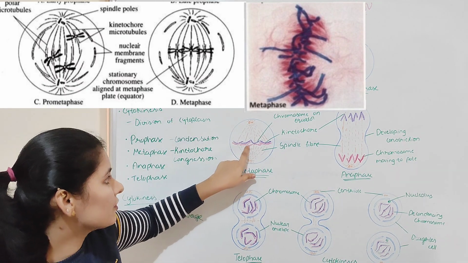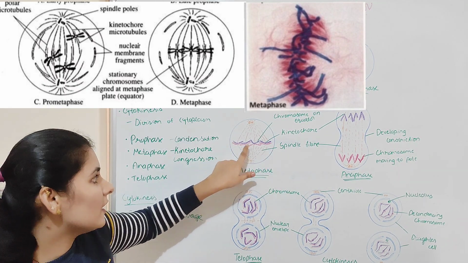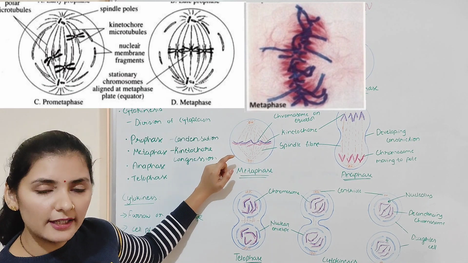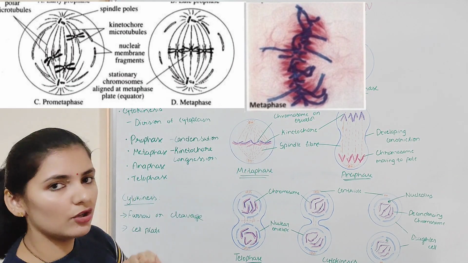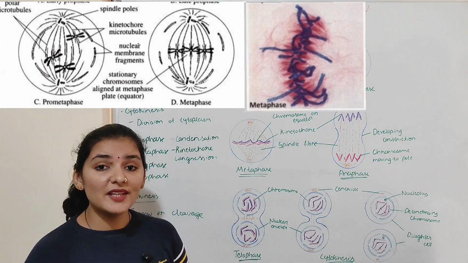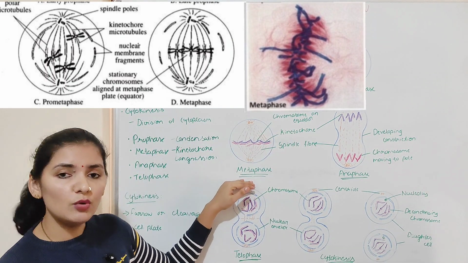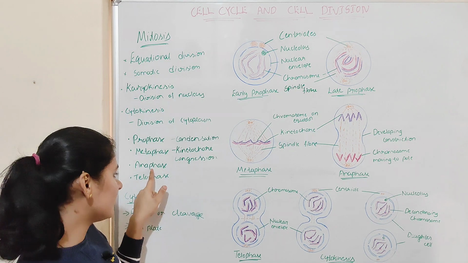So the chromatids or the chromosomes align themselves in the center or at the equatorial region, or they align at the single plane called the metaphase plate. So that is about the metaphase stage. Now let me talk about the third stage, that is anaphase.